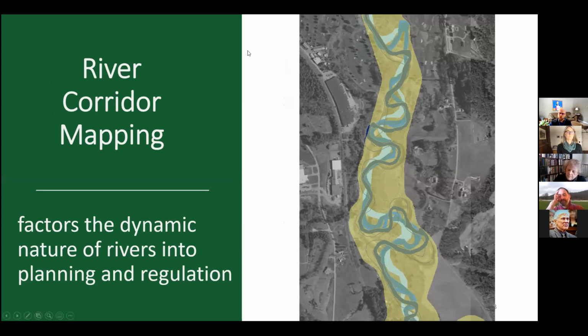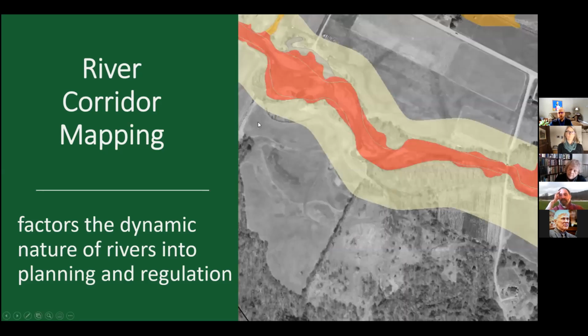That was completed in 2015 and updated with field data in 2019. And it really factors the dynamic nature of rivers into planning and regulation. The river corridor as shown here doesn't depict what's underwater during a particular flood event, though it may be, depending on the size of the flood and the condition of the river. What it's really defining is the minimum valley space the river needs over time to be least erosive as it adjusts and moves sediment and deposits sediment. So it's important for siting new development and knowing where to put it and not put it.